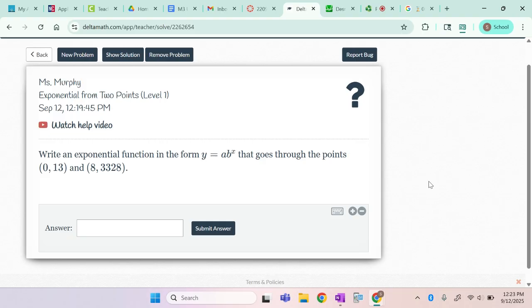Now our a value is our y-intercept. What is that y-intercept? It's 13. So our function would be y is equal to 13 times 2 raised to the x power. Now, that is the by hand way, and that's a lot. Here's the easy Desmos way.